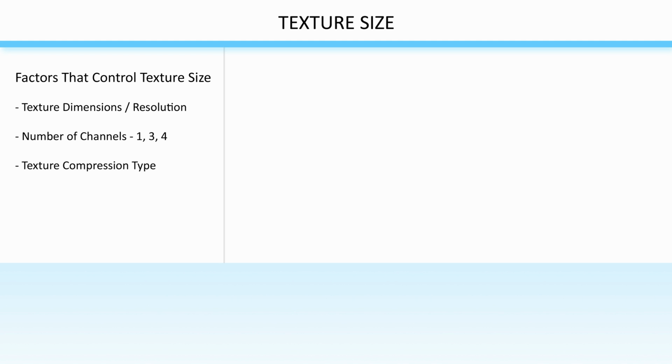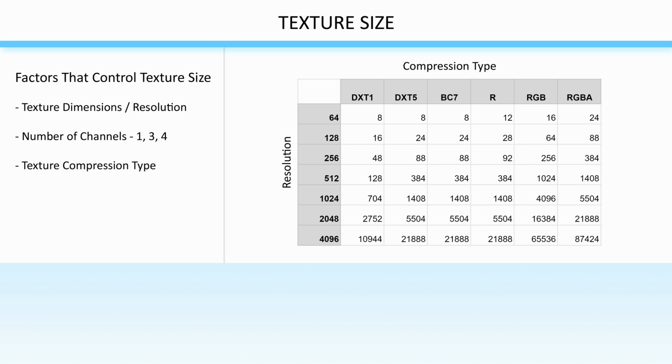At this point, you're probably wondering how you can control the amount of memory your textures use. Let me show you how that works. First, and most obvious, texture space can be controlled by the dimensions of the texture or the texture's resolution. Second, the number of channels that the texture uses affect the size, and third, the type of compression you use is also an important factor in the size of the texture. So to help you understand this a bit better, I put together this table.